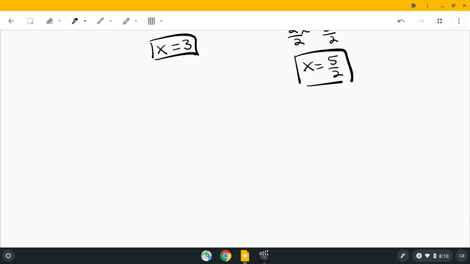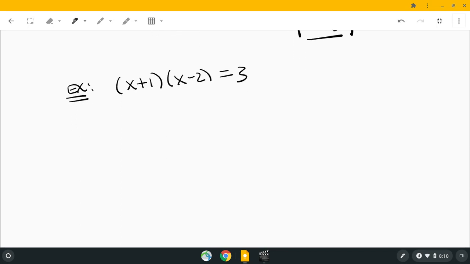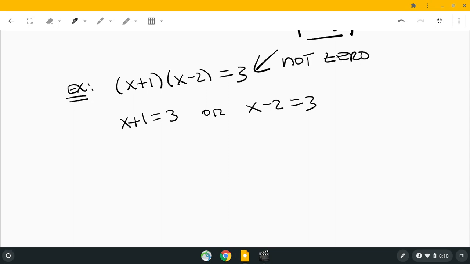Let's take a look at this one: x plus 1 times x minus 2 equals 3. I see students do this. They go ahead and think that x plus 1 equals 3 or x minus 2 equals 3. Is that true? No. This is not 0, so this and this are not necessarily true.